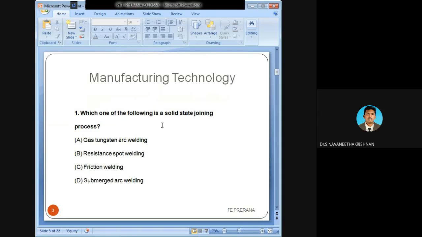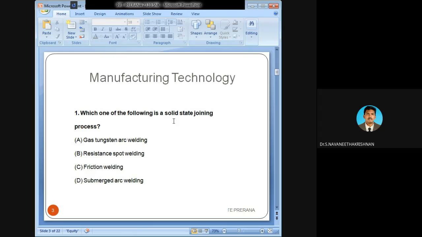The first question is, which one of the following is a solid state joining process? Today we are going to see about the joining process of metals. Joining is the process of combining two materials by various processes or methods. Here, welding is the process of joining two metals or materials.